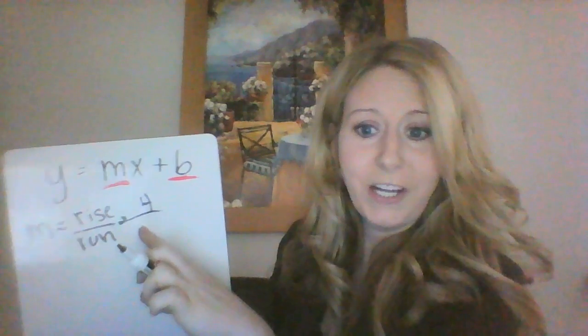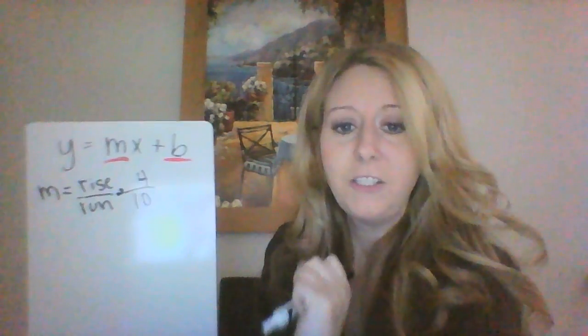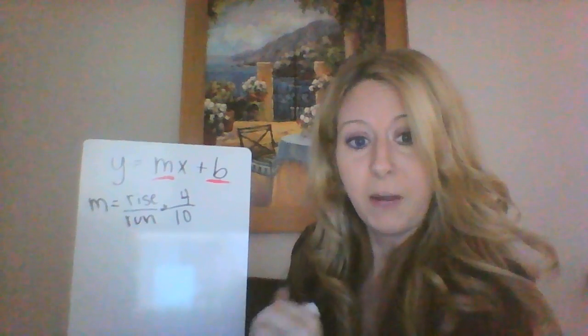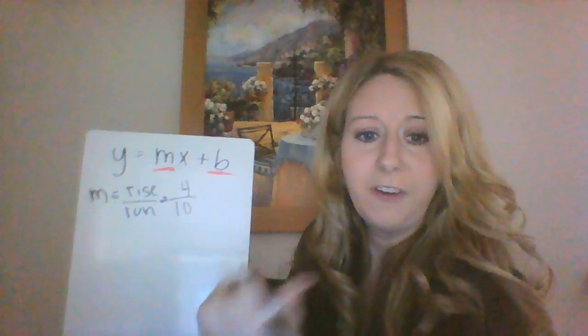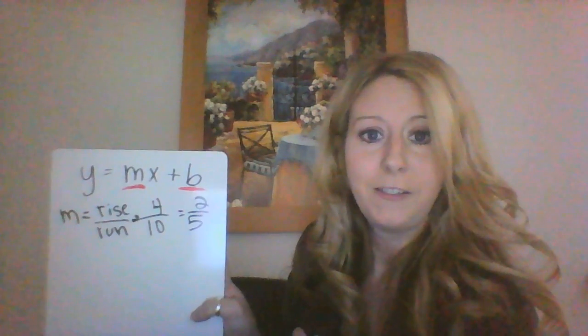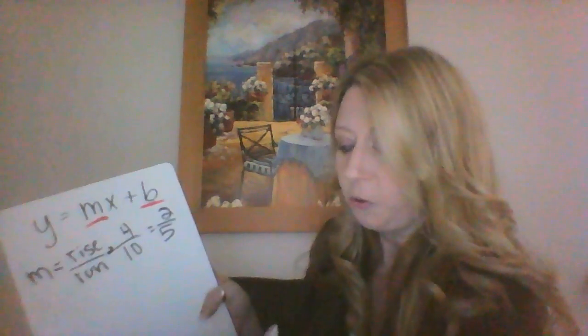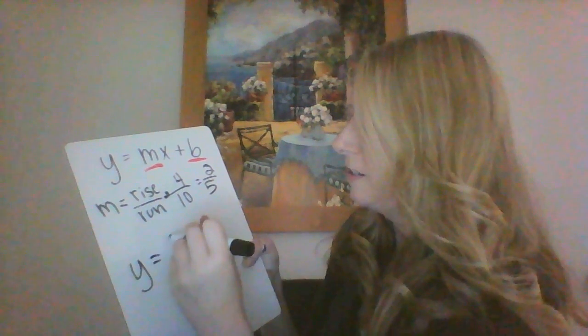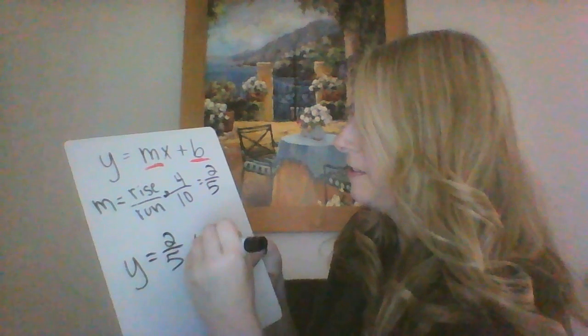So I can go ahead and say that our rise, or our vertical change, was 4, and our run, or our horizontal change, would be 10. Just like with any fraction, anytime we can simplify, we do want to do that. So here we can simplify by dividing both the top and bottom by 2, and after doing that, we would end up with a slope of 2/5. So now we can at least start writing our equation now that we know our slope, or our m value. We know our equation is going to start out y equals 2/5 x plus b.